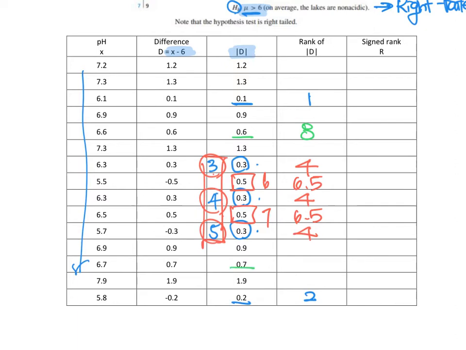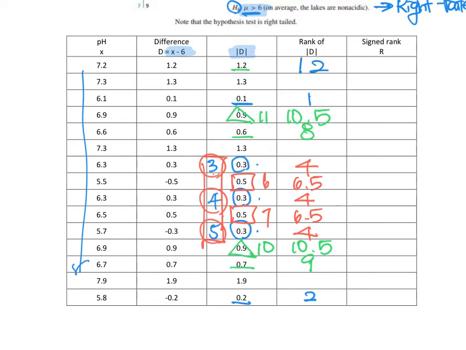And 0.7 is rank 9. Do we have a 0.8? No 0.8, but we have a 0.9, here and another 0.9 there. They must be ranks 10 and 11, right? So take the average, it must be 10.5 and 10.5 for the ties. And the next one must be rank 12 for 1.2.